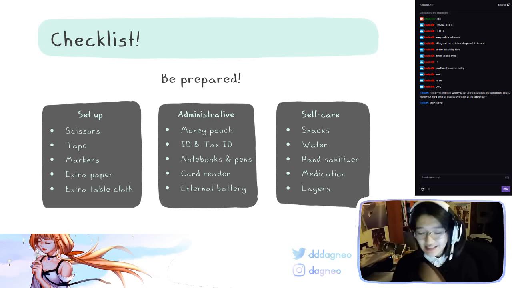It is a convention and you are selling, but you really need to remember that you should take care of yourself and your health. And so these are some of the things that will help you. Snacks for when you can't really leave your table and you're starting to get hungry. Water is a really big thing. Water is very important. Keep yourself hydrated. Hand sanitizer is a really big one. You're constantly dealing with people and you're constantly taking money, especially cash, and cash can be really, really dirty. And so hand sanitizer is a must. Medication, if you need anything like Tylenol, ibuprofen, or any other medication that you really need to take, those are all really important to bring.